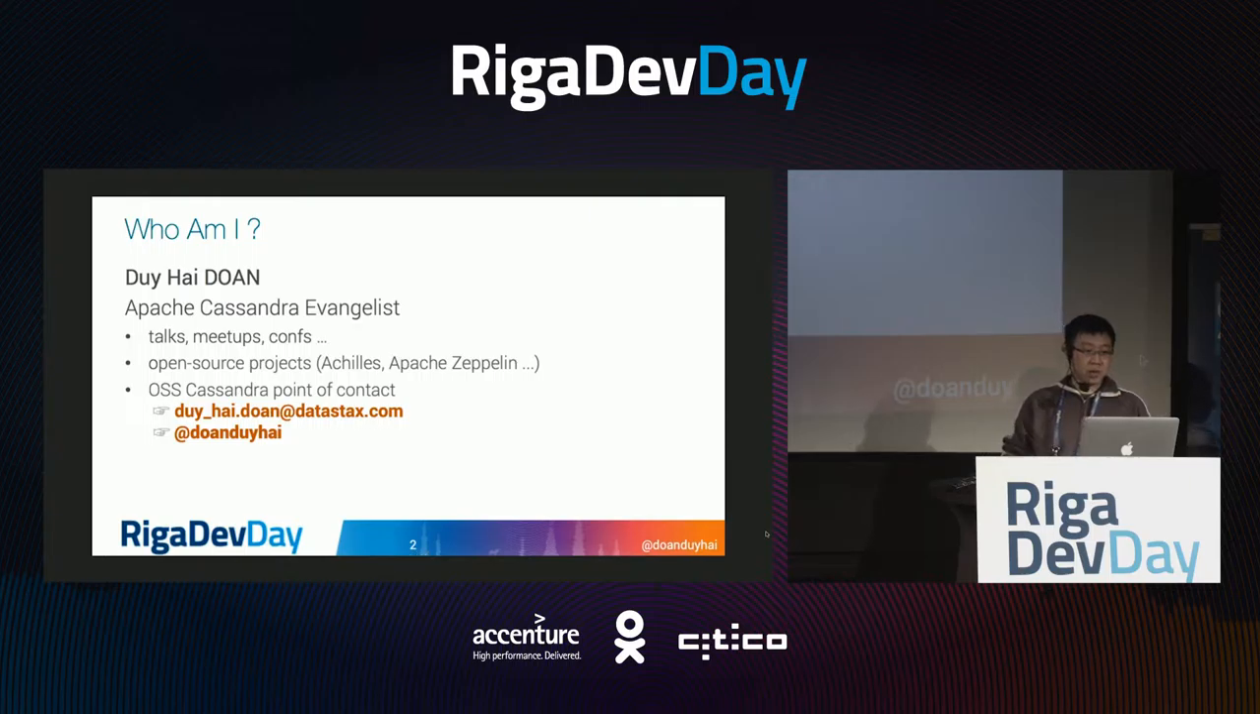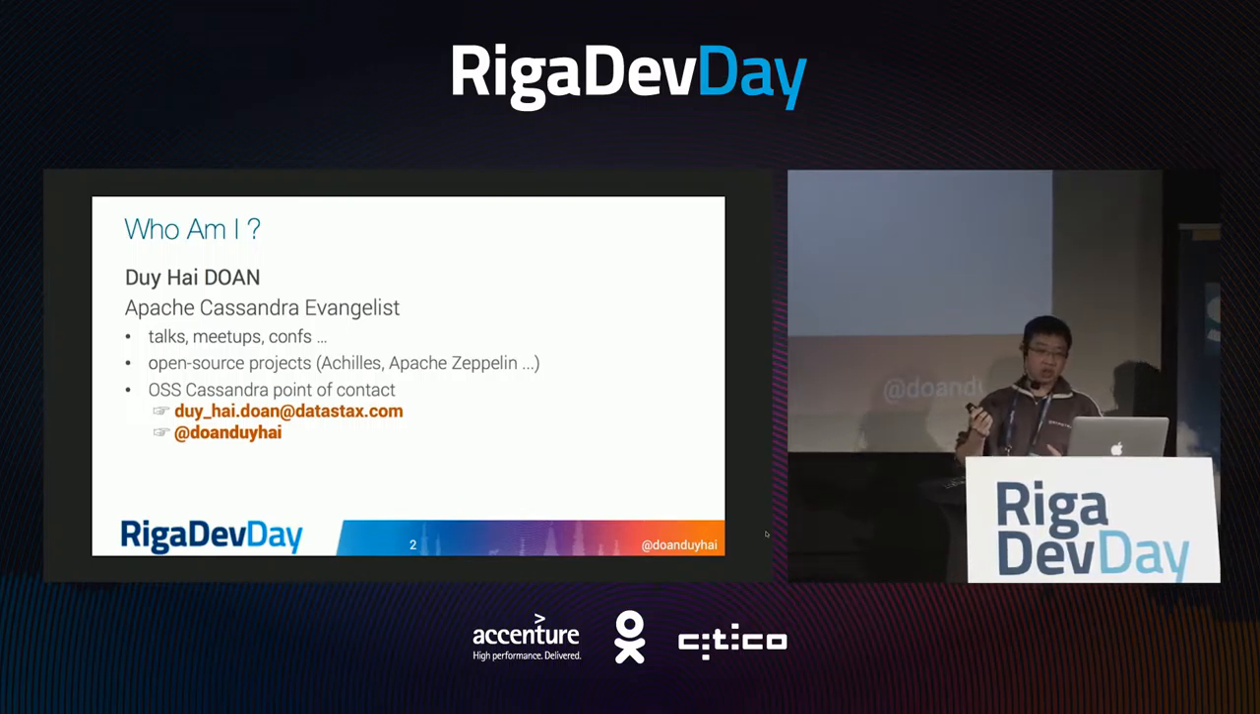Let me introduce myself. My name is DuyHai Doan. I'm working as an Apache Cassandra evangelist. My job consists of giving talks, conferences, and helping people with Apache Cassandra, working also on open source projects around Apache Cassandra. So if you have any technical questions, you can drop me an email or ping me on Twitter.